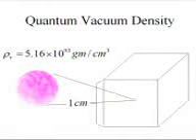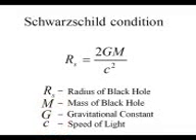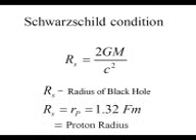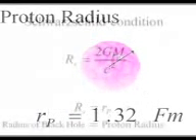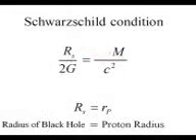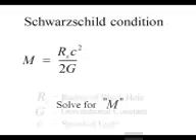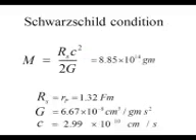We then calculate what proportion of the total vacuum energy density available in a proton volume is necessary for the nucleon to obey the Schwarzschild condition for a black hole, where the radius of our black hole is now 1.32 femtometers, the radius of a proton, and we solve for m. The mass needed to obey the Schwarzschild condition for a proton radius of 1.32 femtometers is 8.85 times 10 to the 14th grams.